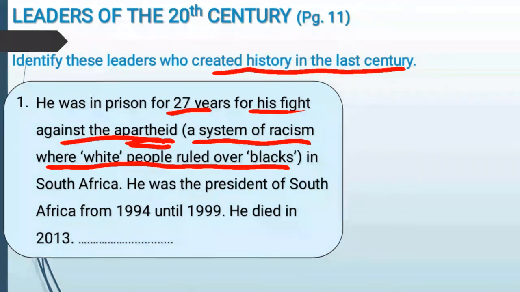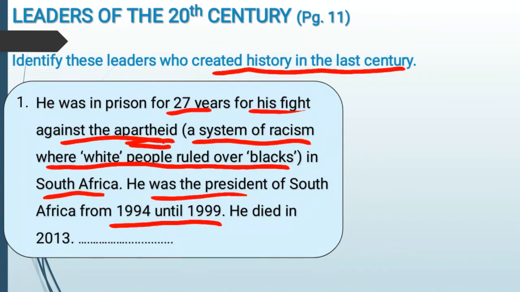So he is the person who fought against this system. That's why he was put in jail for 27 years. Where? In South Africa. And finally, he was the president of South Africa from 1994 until 1999. He died in 2013. Any guess, my dear children?